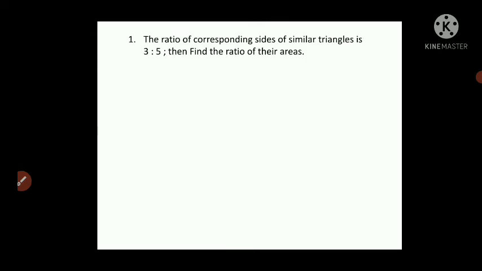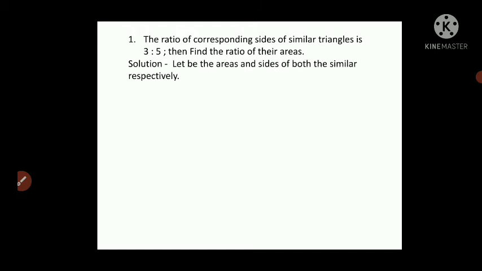Question number 1 is, the ratio of corresponding sides of similar triangles is 3:5. Here it is given that both the triangles are similar, and the ratio of the corresponding sides, means side, is given, that is 3:5. Then you have to find the ratio of their areas.